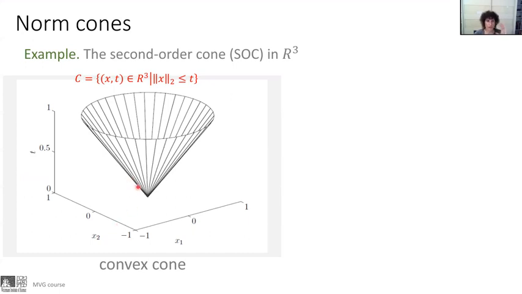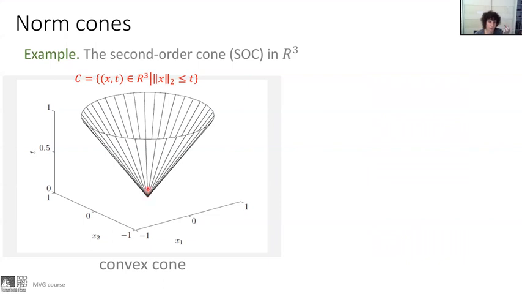This is an example of a norm cone in R3. And here what you see is the envelope, the boundary of the convex cone. Each point here, if I take x and t, where this is x1, this is x2, and this is t, satisfies the following inequality: the norm of x is smaller or equal than t. It's very intuitive, because what does it mean? It means that if t is 0, this is very narrow, just one point.